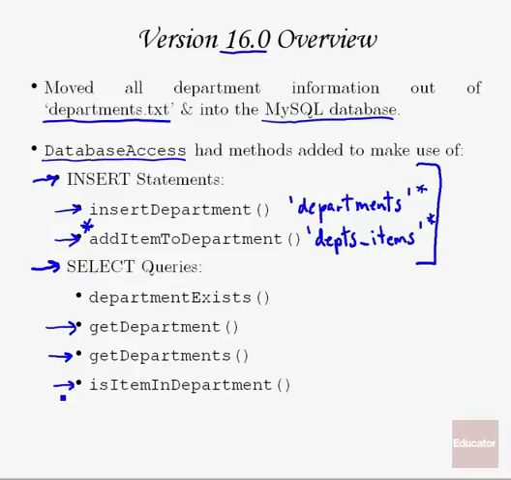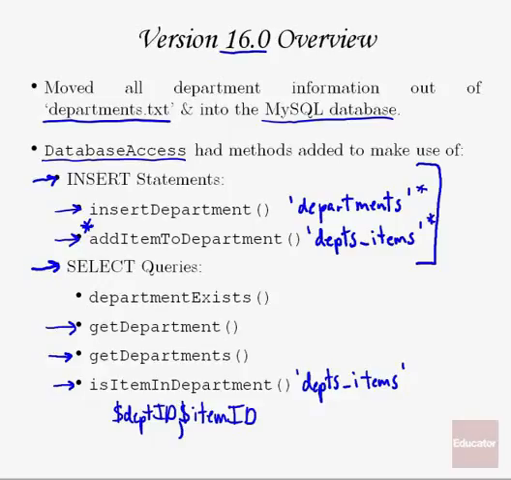IsItemInDepartment is a method we're going to be using that's just a query we're going to run on the departments underscore items table. It's going to allow us to see whether an item is in a particular department. We provide this method a department ID and an item ID, which comprise rows in our departments items table, and it's going to check to see if a pair like this exists in that table, and if it does, that means the item's in the department.